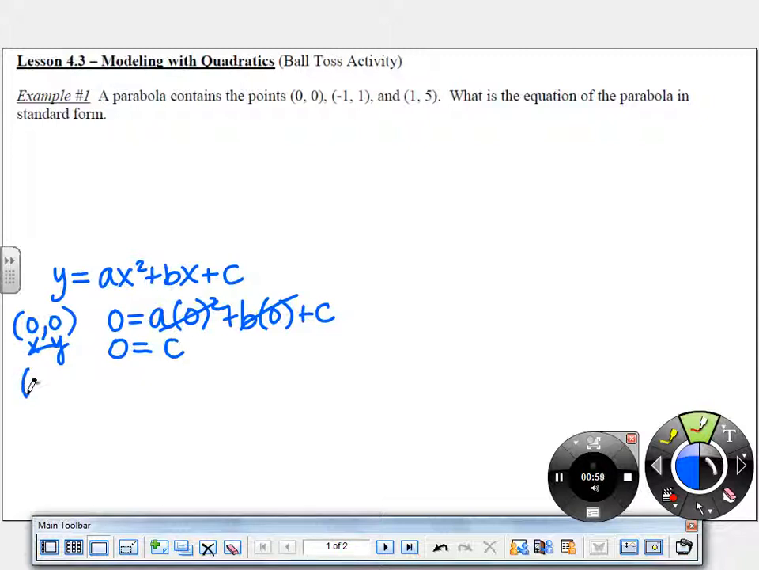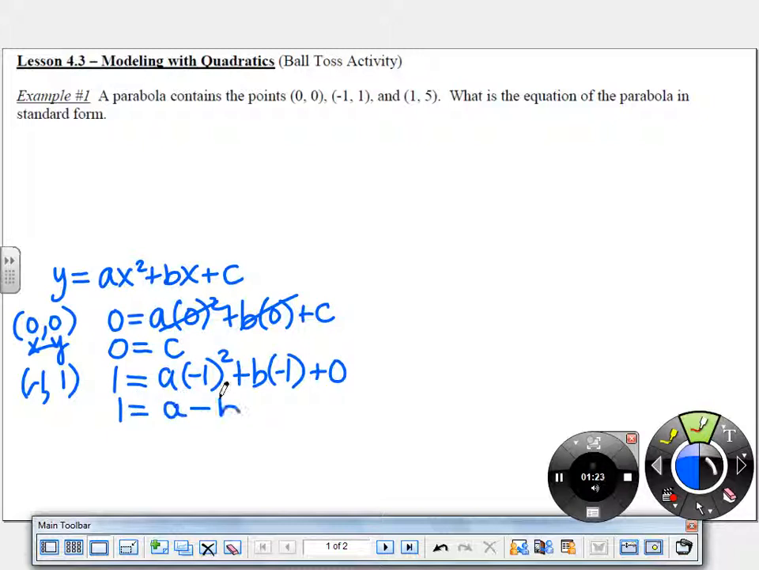The next point I would plug in would be negative 1, 1. So I would plug in positive 1 for the y value and negative 1 for the x value. And if you want to at this point, you can also use that c is 0, because that will help make your equations a little bit smaller. So when we simplify this, we're going to get 1a minus 1b equals 1, which we can't solve for a or b on its own.